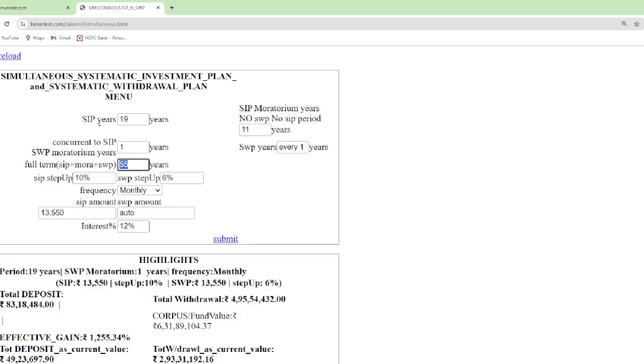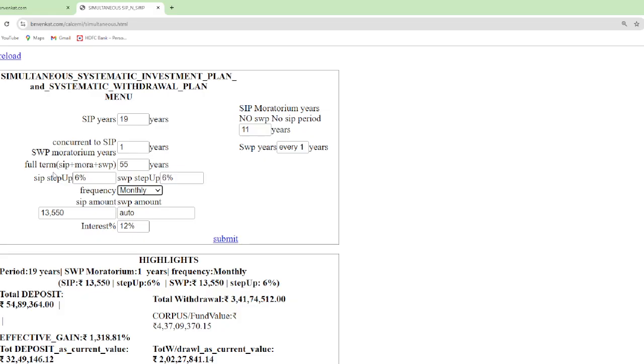Then full term of continuous SWPs after 30 years, that is 25 years more. It means 60 years, no problem. Okay, 25 years, 55 years. And SIP step up, you assume just 6% step up. That is difficult to maintain. SWP step up also 6%.